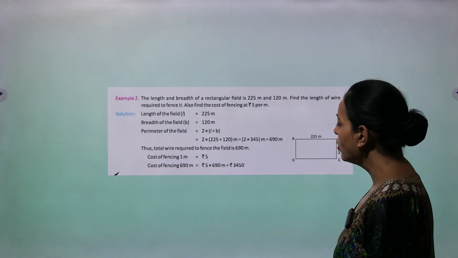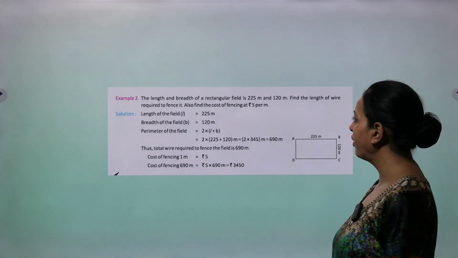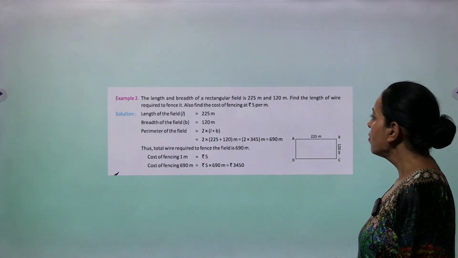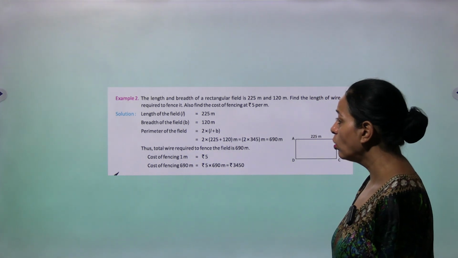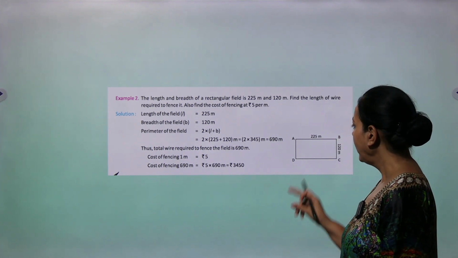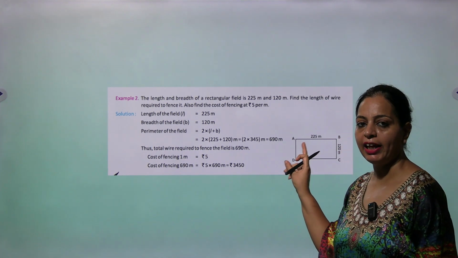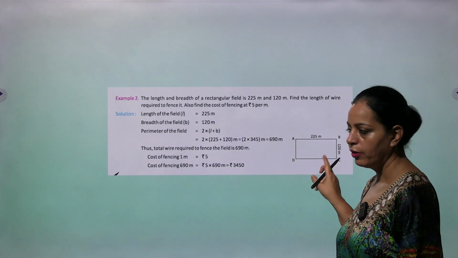Now example 2, the length and breadth of a rectangular field is 225 meter and 120 meter. Find the length of wire required to fence it. Also find the cost of fencing at ₹5 per meter. एक रेक्टेंगल गिवन है हमें, उसमें लेंथ और ब्रेथ वी नो, उसको हमें फेंसिंग करना है चारों ओर.